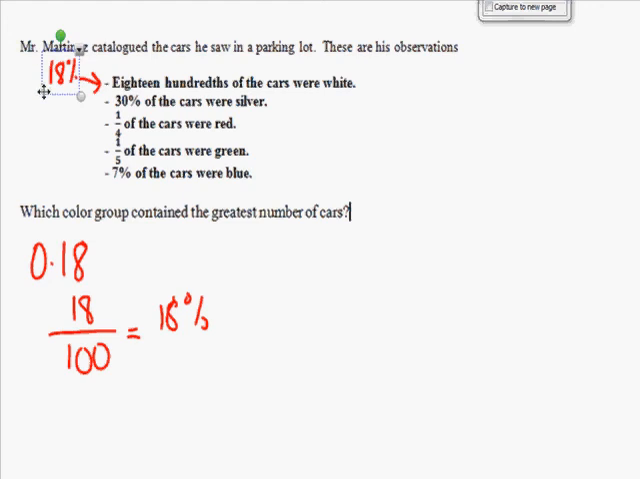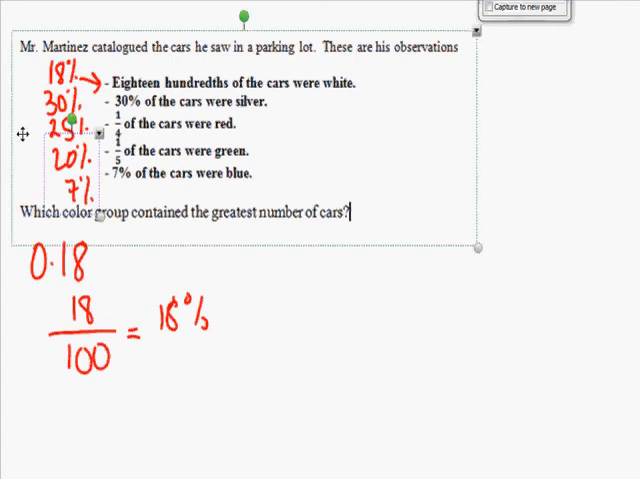30% of the cars were silver. That's already a percentage, so I'm just going to rewrite that. 1/4 of the cars were red. I know from my common conversions that that is 25%. 1/5 of the cars were green. I know from my common conversions that 1/5 is 20%. And 7%, that's already a percentage.